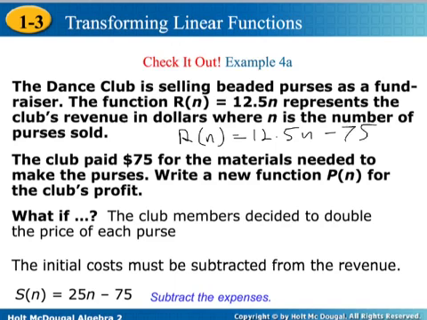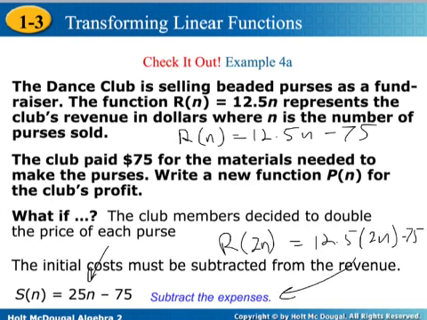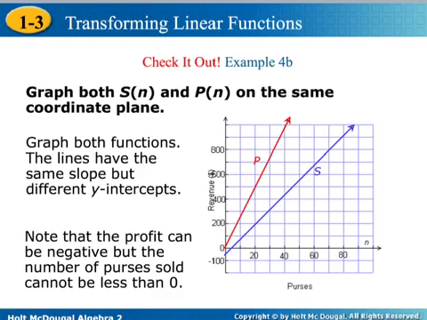But what if the club members decide to double the price of each purse? Well, then we have this new function here. What they really did was they said, okay, let's take R of 2n equals 12.5 times 2n minus 75 to get 25n minus 75. Okay? And here we have our two lines.